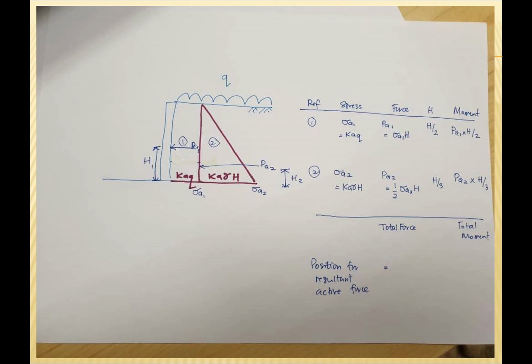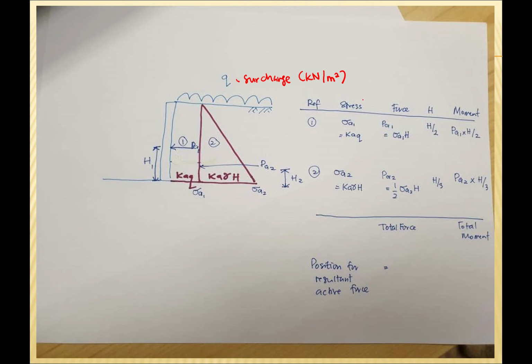This one is the calculation if you have a surcharge. Q is the surcharge, and the surcharge stress value is given in units of kilonewton per meter squared, and that surcharge will be transferred inside the soil. When you transfer the surcharge inside the soil, it gives you a rectangular shape, and the stress for that rectangular area is Ka times q, and then you have another triangular section because of your backfill, so you have Ka gamma H. So that is the general equation.